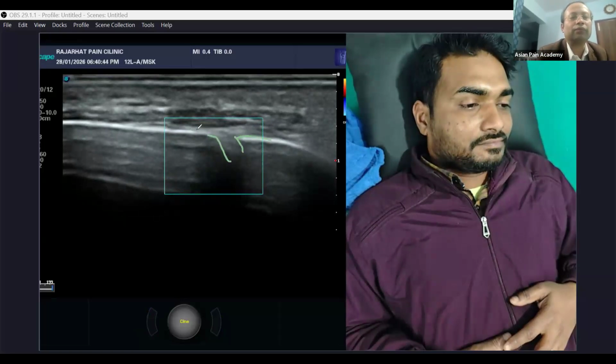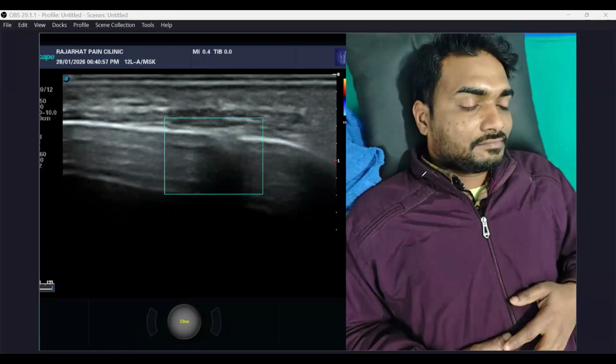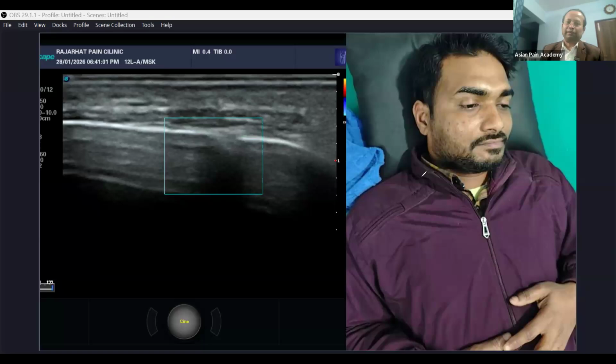So your needle will always come from lateral to medial, always from the lateral side to the medial side. It cannot go from medial to lateral. Sir, so in plane we'll go? Yeah, this one in plane you can go, but otherwise out of plane also you can go.